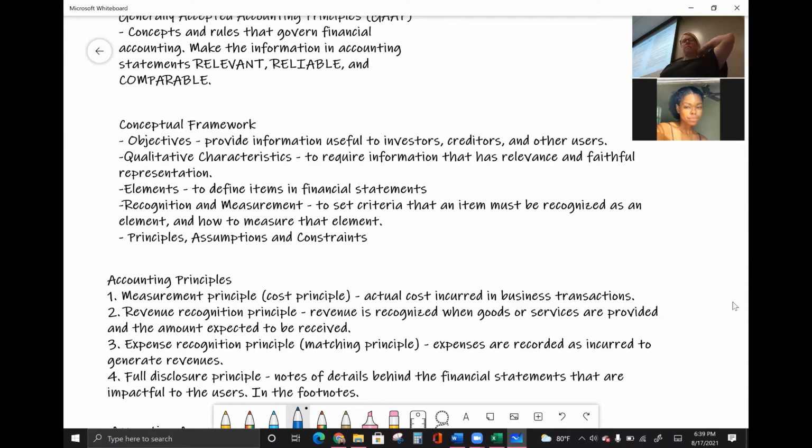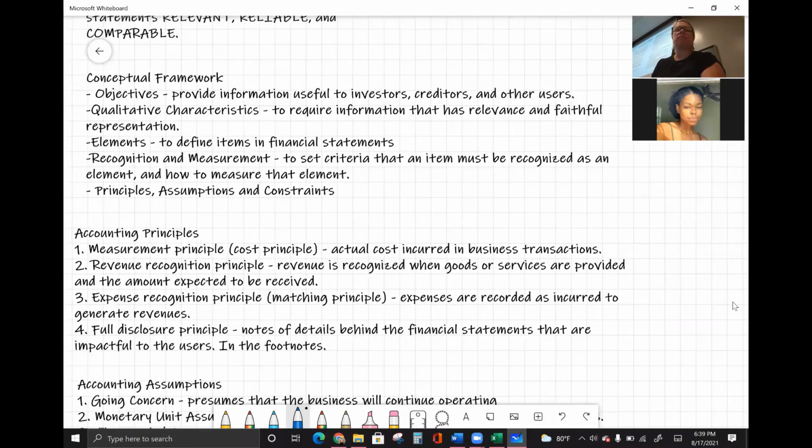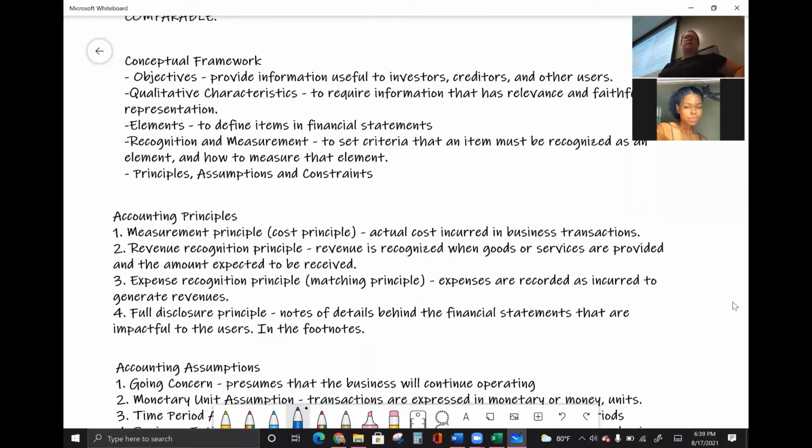Recognition and measurement. We want to set criteria that an item must be recognized as an element and how to measure that element. Okay, so when I talk about measure the element, meaning what value is going to go on that measurement of what the transaction was that we had. So we'll go through that in just a minute.